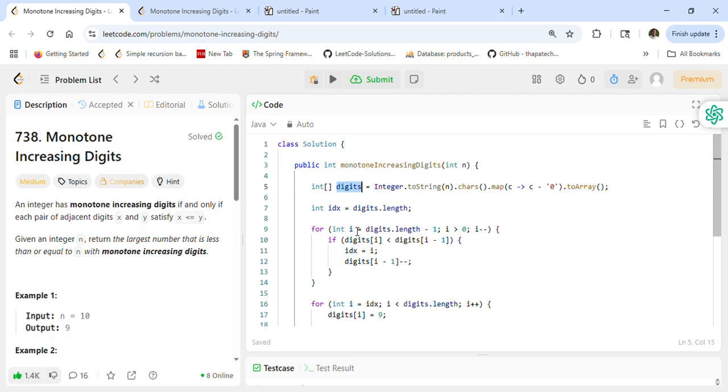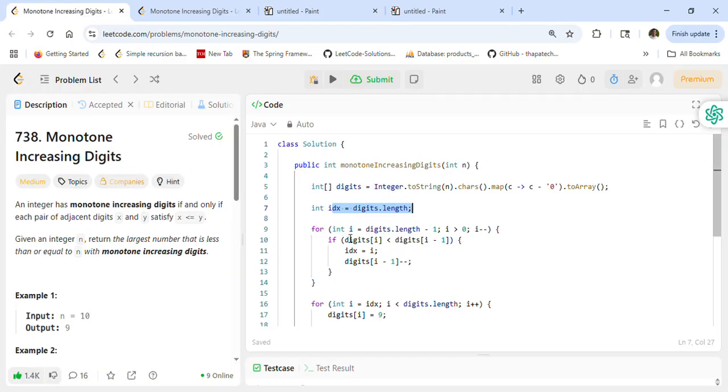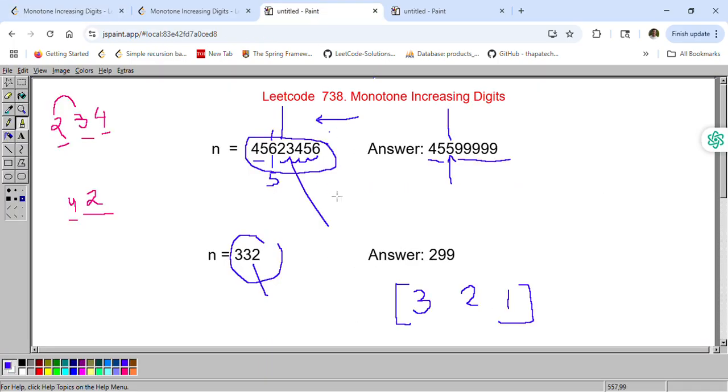Now we have the digits array, we'll calculate its length, the length of the array. For example, the length of the array here is 3, for this one is 3, like this. After that you will start going in the backward direction, right. So let me remove all this.